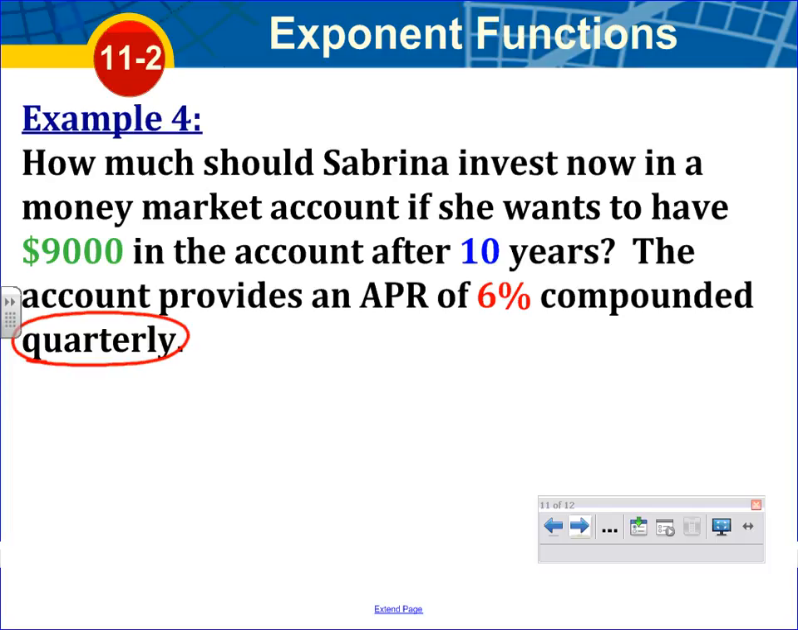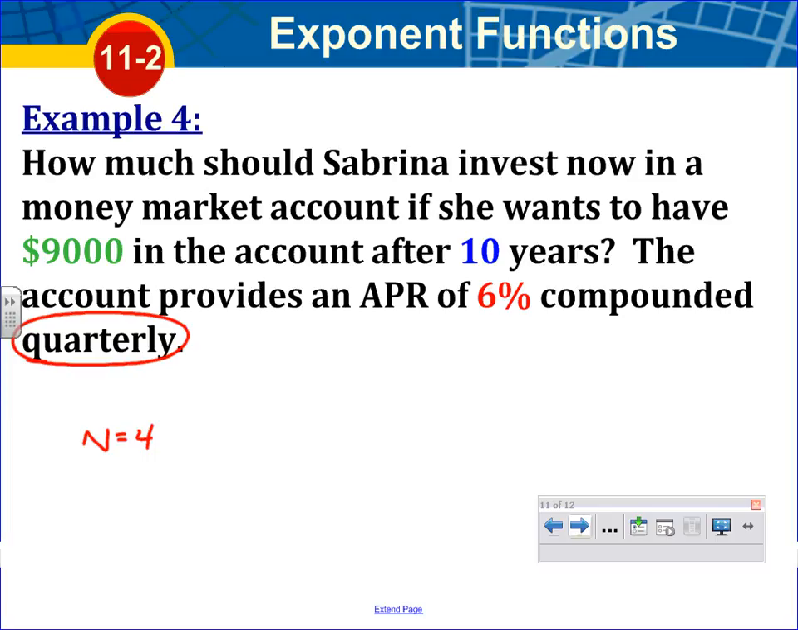So since it's quarterly, N will equal 4. Okay, so you're going to use that formula and you're going to substitute in N again twice. So you're going to use the 4 in 2 different places. Now this is a little bit different because I'm not asking you for the ending amount. I'm telling you that she wants to have $9,000 after 10 years. So how much does she need to put in now to have $9,000 in 10 years?